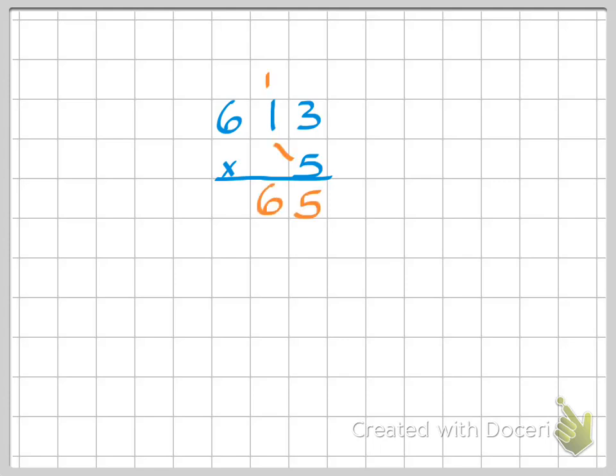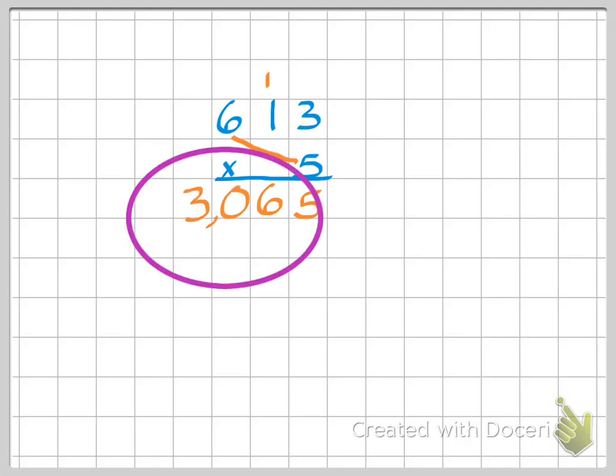And then you move to the left. And so you have 5 times 1 is 5, plus 1 is 6. And the third thing you do is you keep moving to the left. And so 5 times 6 is 30. Making 613 times 5 3,065.